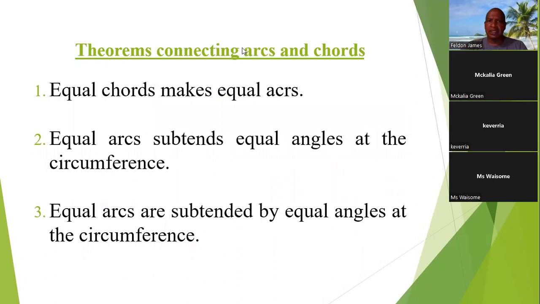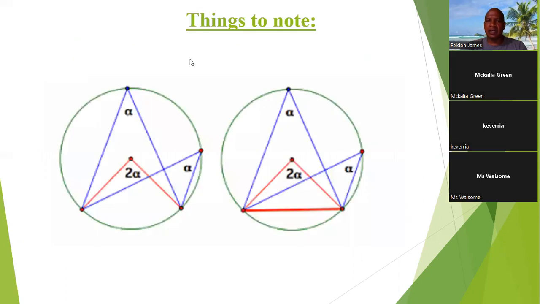Now, theorems connecting arc and chord. These are some theorems that you can just make a note of. Equal chords make equal arcs. That means if you have the same chord in terms of length, and you cut it at the circle at different parts, the arc that it forms. And just to clarify that, this is a chord, and the chord generally goes from one point on the circumference to another.